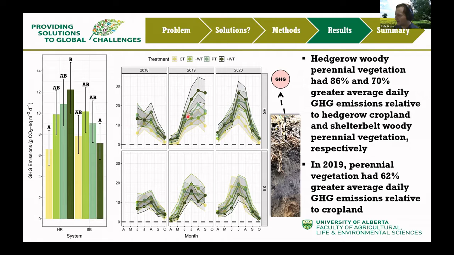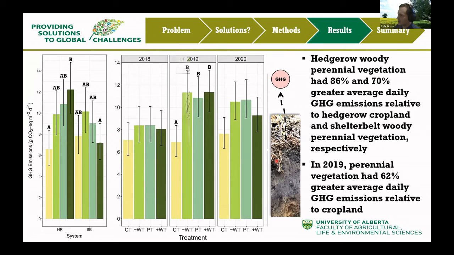However, in the hedgerow in 2019 in particular, we see that the hedgerow woody perennial vegetation has much higher average daily greenhouse gas emissions than the cropland in the hedgerow. So in 2019, perennial vegetation in general had 62% greater average daily greenhouse gas emissions relative to the cropland.